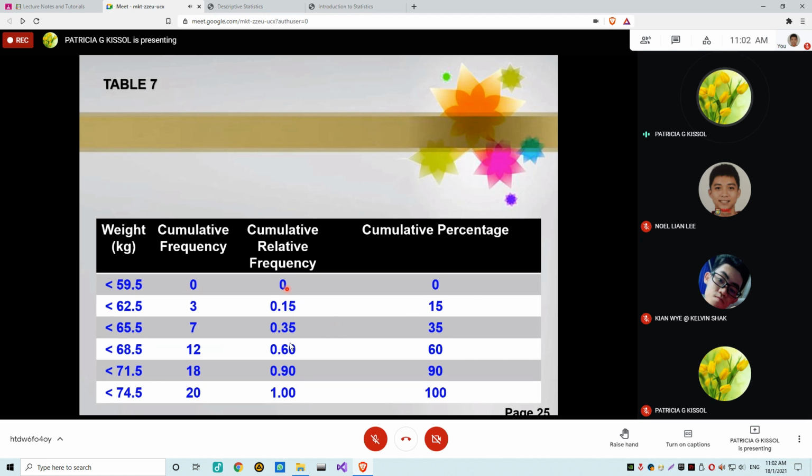Basically, how do I get 0.15? Because 3 over 20, you get 0.15. 7 over 20, you get 0.35. 12 over 20, 0.60. 18 over 20, and 20 over 20, you get 1. For cumulative percentage, you just times 100, and that gives you all these values.